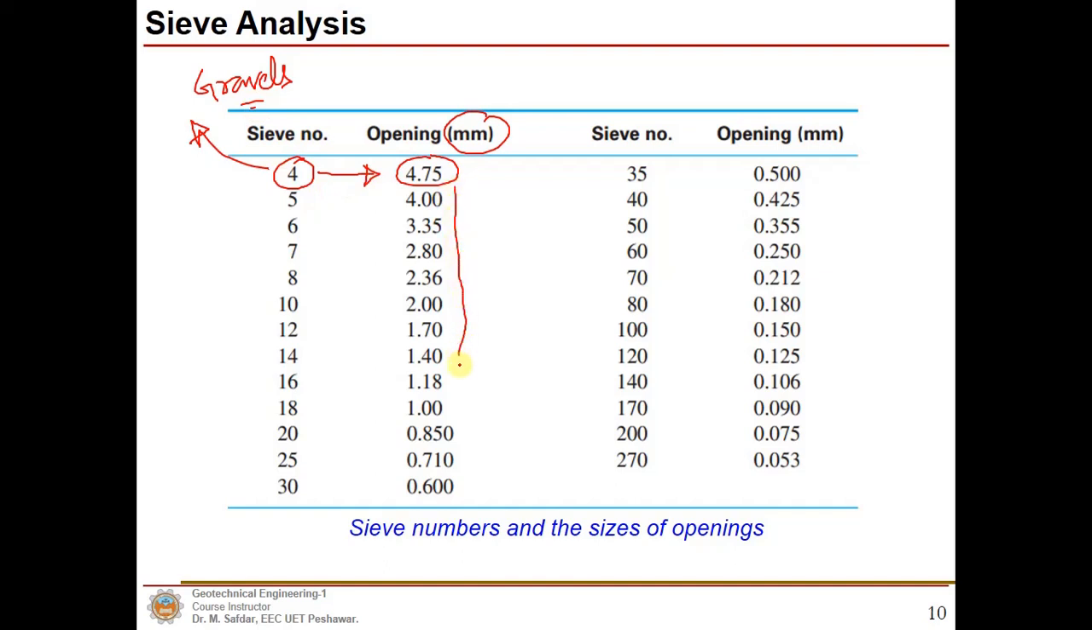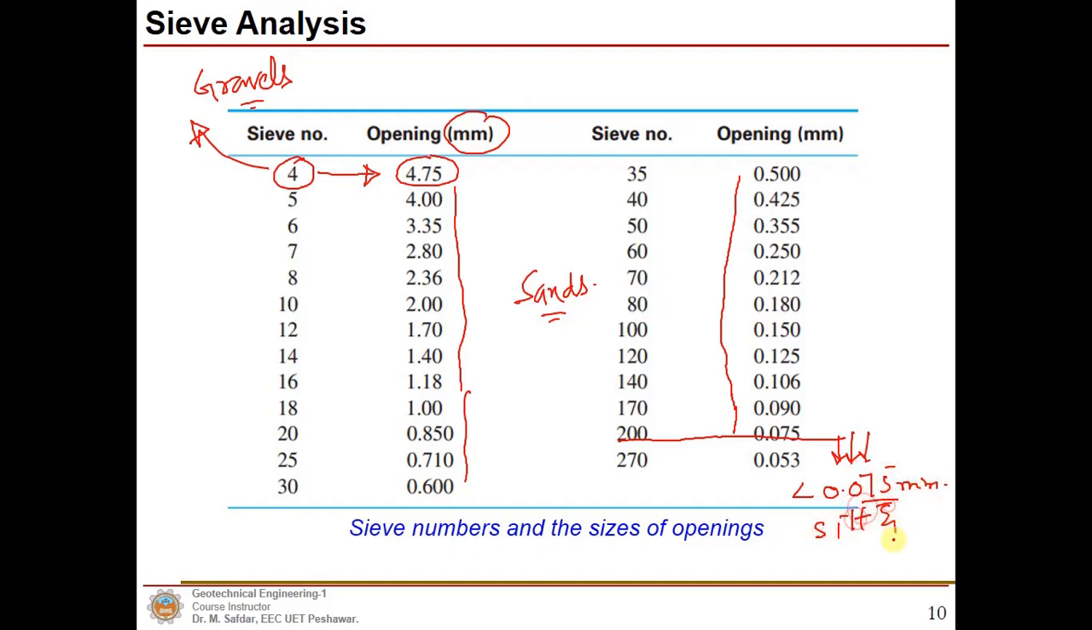Anything in between these ones, till here, is sandy particles, and particles less than 0.075 millimeter, they are silt and clay size particles. For sieve number 200, the opening is equal to 0.075 millimeter.